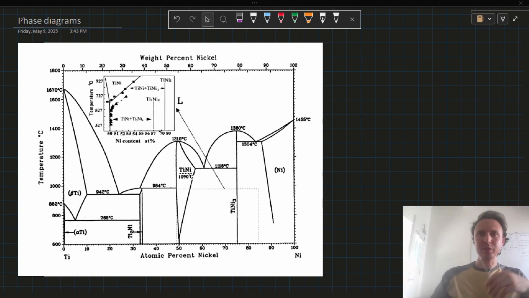Hi again. So this will be a video about phase diagrams. What I have up here is the nickel titanium phase diagram, and I'm just going to talk through how I think about these and some tricks for what to look for.